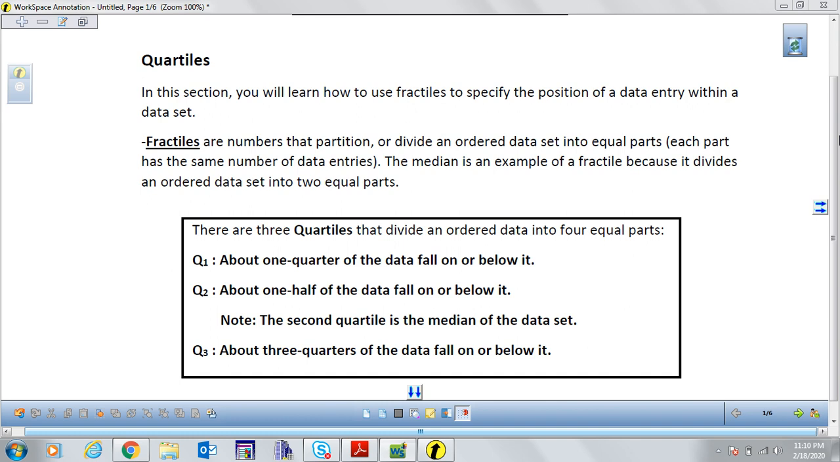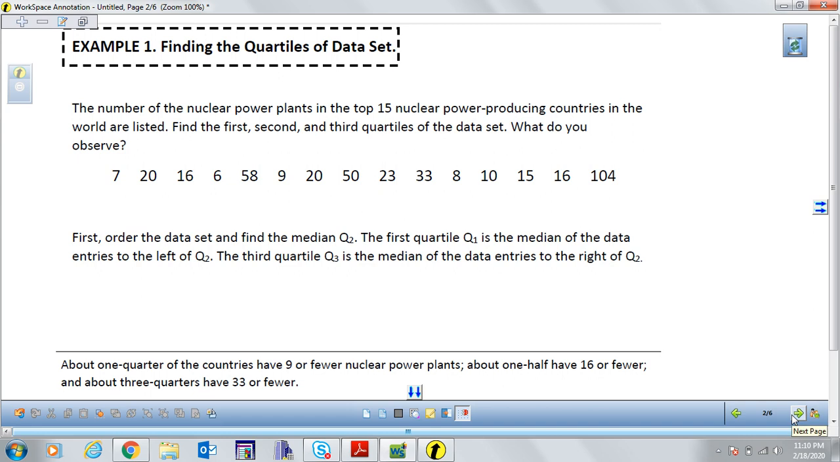Basically, if you want to divide a set of values into four equal parts, you're going to divide them using quartiles. And what are the three values that you need to find in order to divide this set of values into four equal parts? The first, the second, and the third quartile. So here is an example of finding quartiles of a data set.